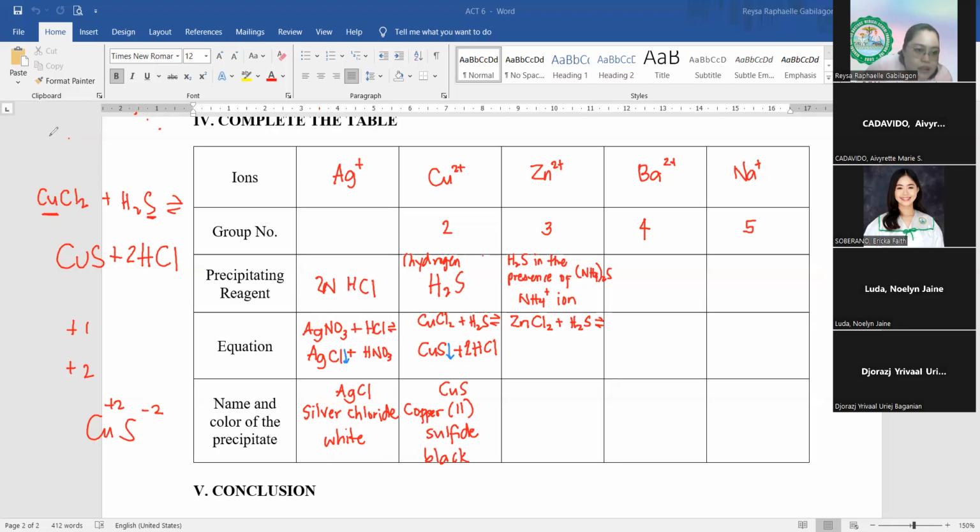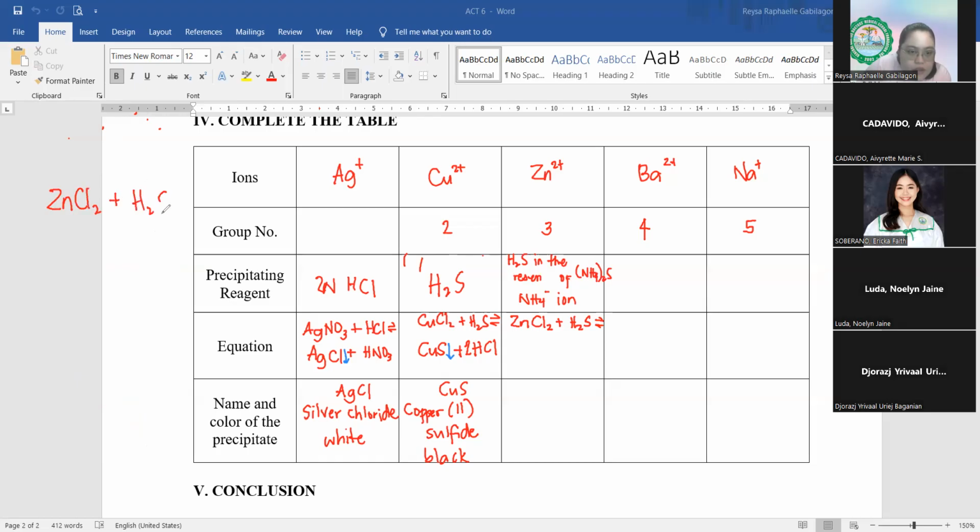So, we still exchange partners. Just like the other two, this is still double displacement. So, we still exchange partners, ZnCl2 plus hydrogen sulfide. Before you exchange the partners, check the charges first. Zinc is +2, it's a transition metal. Chlorine is -1. Hydrogen is +1. This one is -2. So, the positive and the negative partner up.